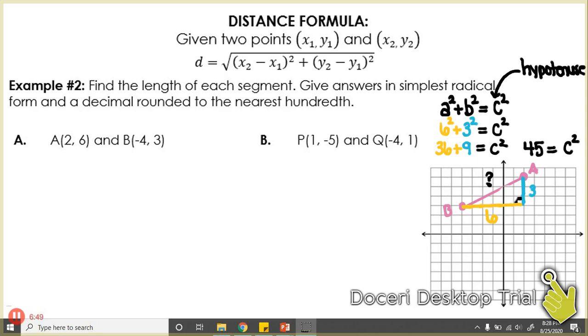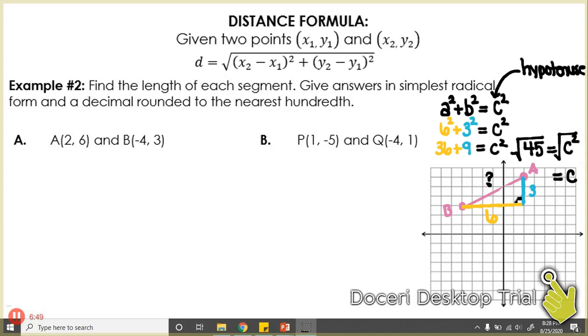Well, c is not by itself yet, it is squared. So I have to do the inverse operation of squaring something, which is to take the square root. We're going to approximate that today with the calculator. So you're actually going to click the square root key on your calculator, then type in 45 and then equals, and we're going to round that to the nearest hundredth.